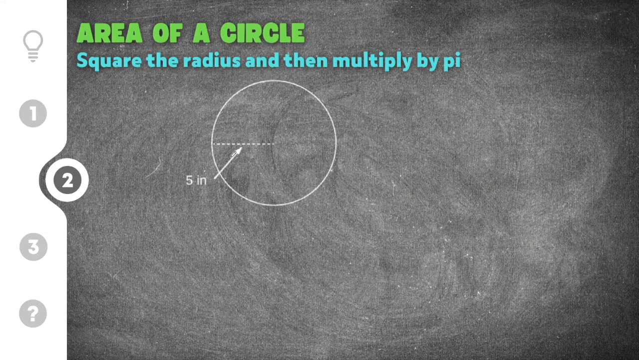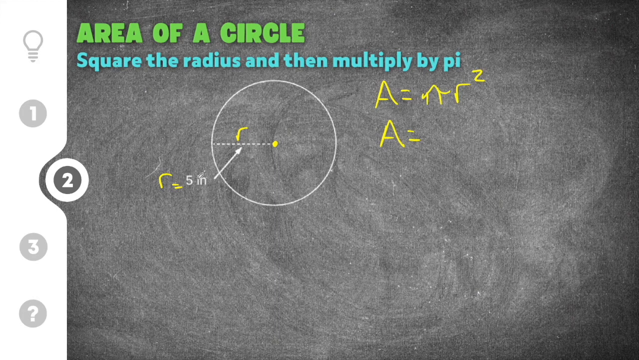This problem is very similar. We have our circle here, and we have a dotted line coming from the center of the circle out to the edge. We know this is going to be the radius because it comes from the center. Our radius in this case is 5 inches. I'm going to say area equals pi times the radius squared.